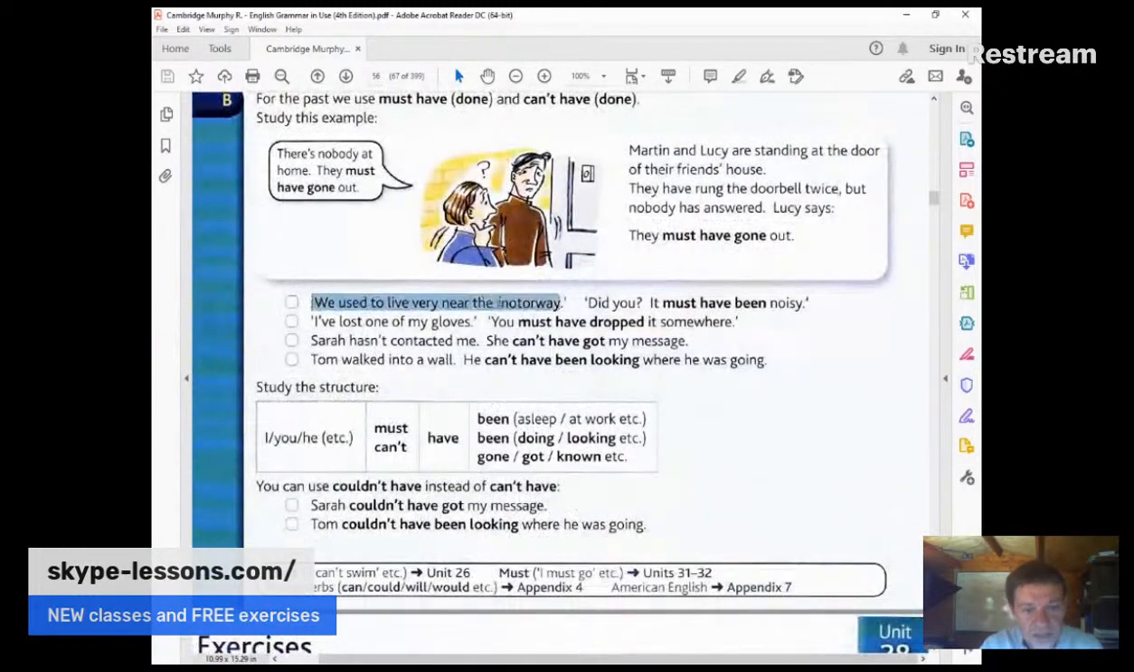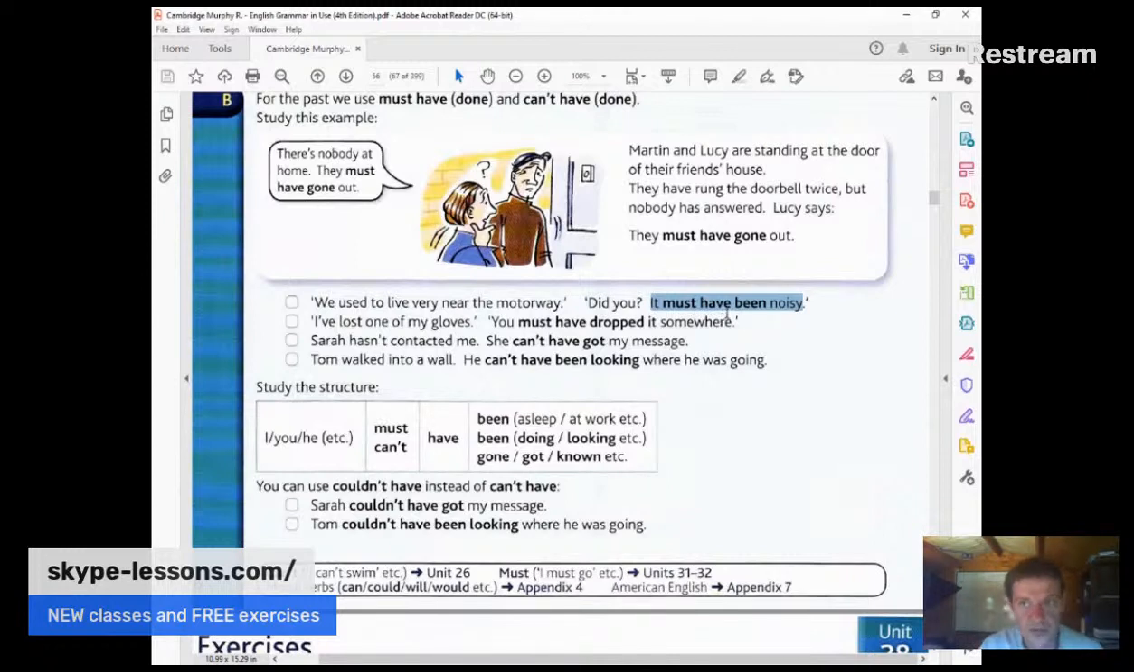Okay, we used to live very near the motorway. Did you? It must have been noisy. Yeah, this is something in the past now. It's not in the present, but in the past. And so you're saying, I am sure that it was noisy. Yeah, very different from it should have been noisy.